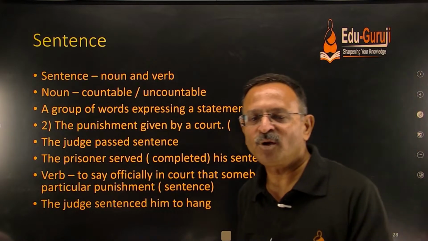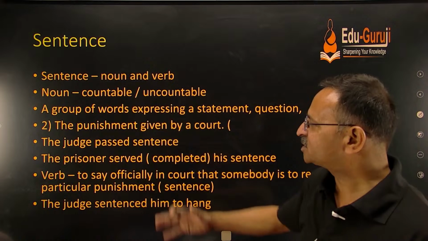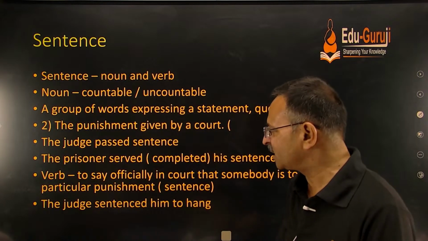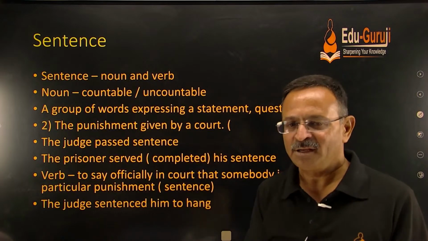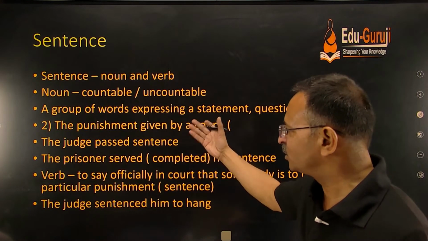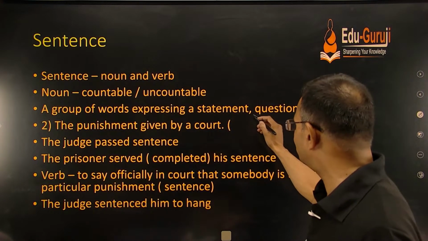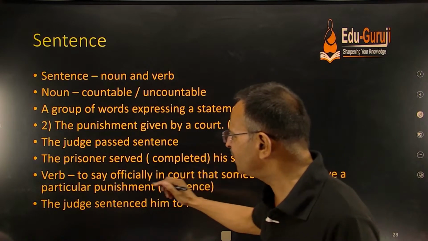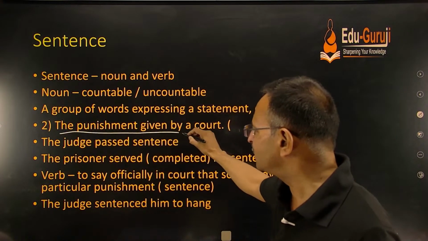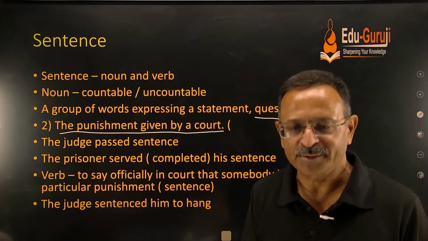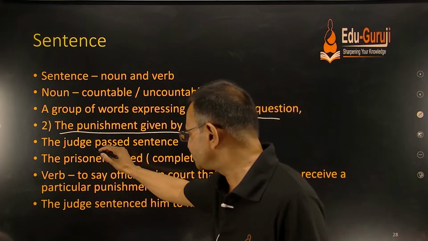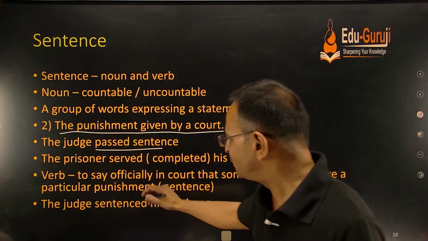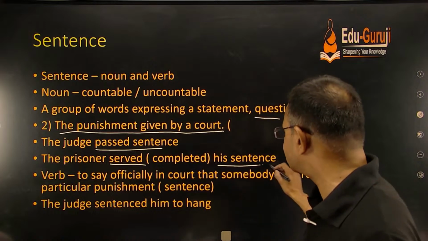Now the third word was sentence. It can be used as a noun and a verb. As a noun, it can be countable as well as uncountable. I'm sure you must be using it for a group of words expressing a statement or question. This is the general meaning of sentence. The second meaning is, of course, very important: the punishment given by a court. So the judge passed the sentence. That means the judge gave the punishment. The prisoner served or completed his sentence.